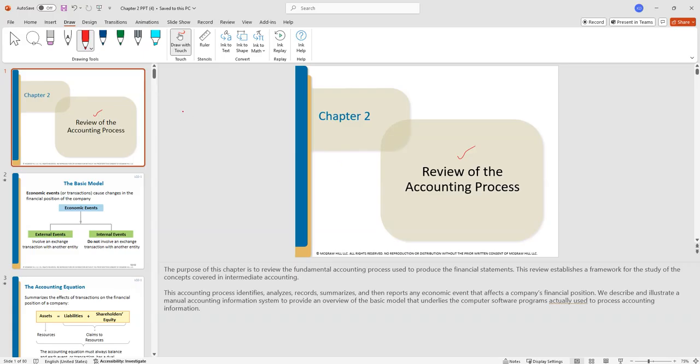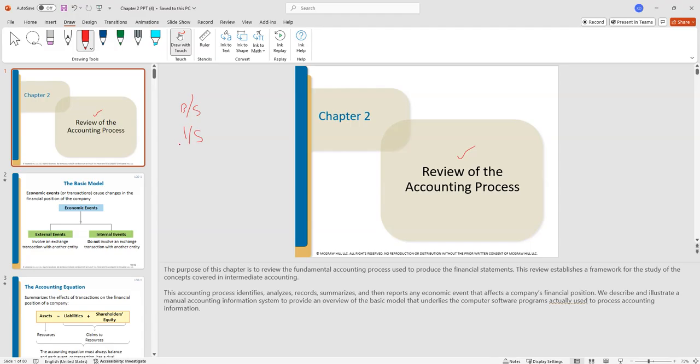As a starting point, remember we have the kind of four financial statements, right? We have the balance sheet, which is prepared at a point in time. It's your assets equal your liabilities plus your stockholders' equity. We have the income statement, which is prepared for a period of time, right? Your revenues minus your expenses.